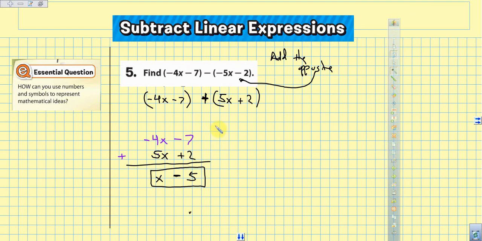Okay, so to recap on this, remember you're either adding the opposite here or we are distributing the negative. You can distribute that negative, which makes them both positive. Then we go ahead and we add them up. Now either combine like terms or you add them vertically, which is still combining like terms, and we ended up getting an x, we ended up getting negative 5.